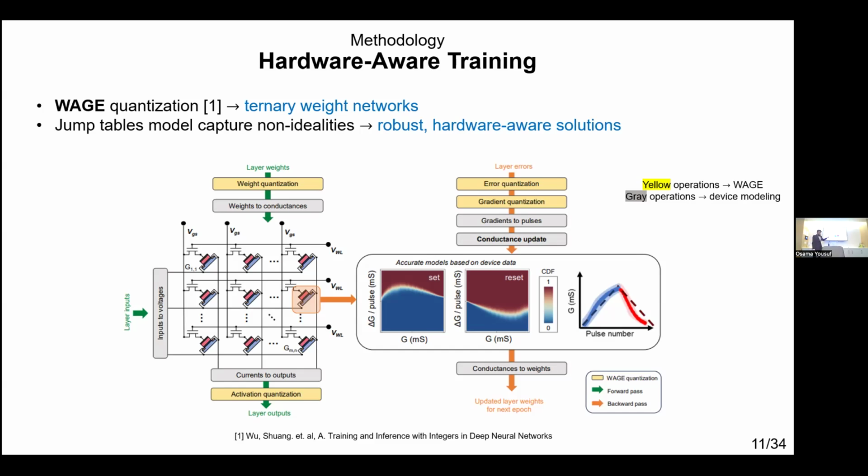And then during training, your errors are quantized. You form your gradient, which is also quantized. And then you pass that to your jump table modeling operation to actually compute conductance updates. Once you have computed your conductance updates, you can go back to the weight domain and then let the training process continue for the remaining layers.